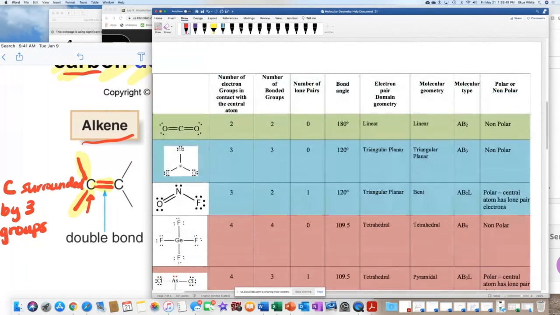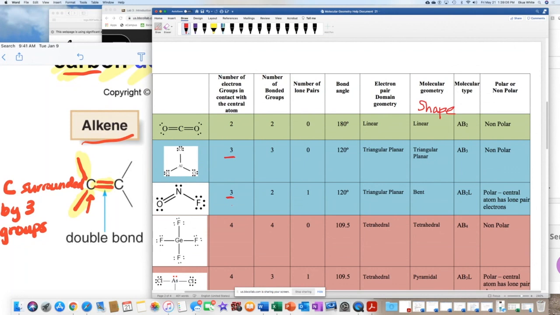Please note where it says molecular geometry. Molecular geometry is also the shape. So this is the shape of the molecule. So I scroll down here and I see, I just counted, the carbon is surrounded by 3 groups, right? So I get to pick from the 3 group row. I have 2 to pick from.